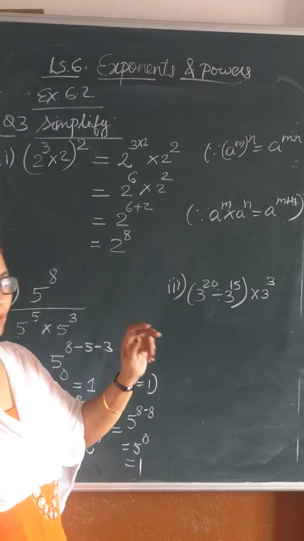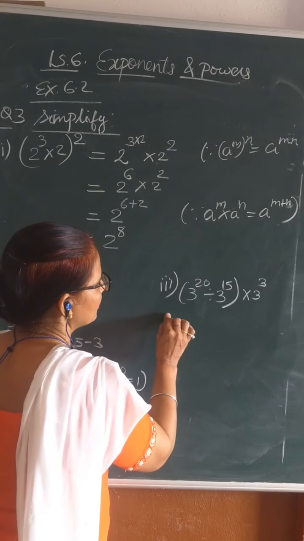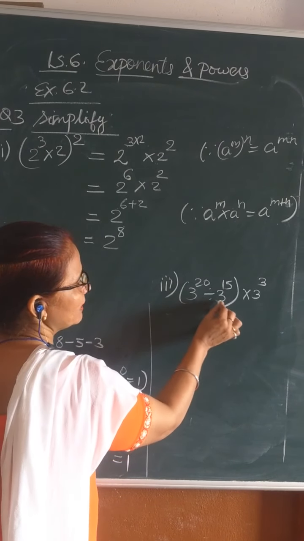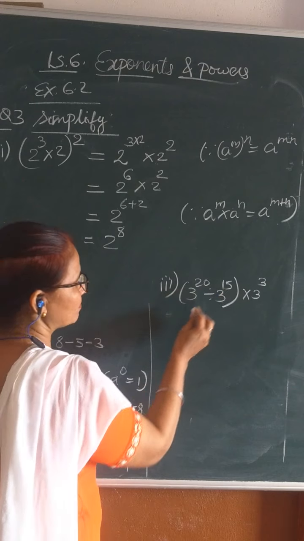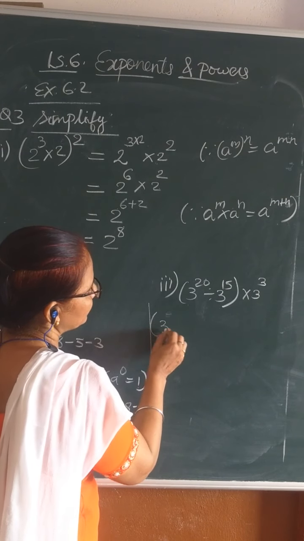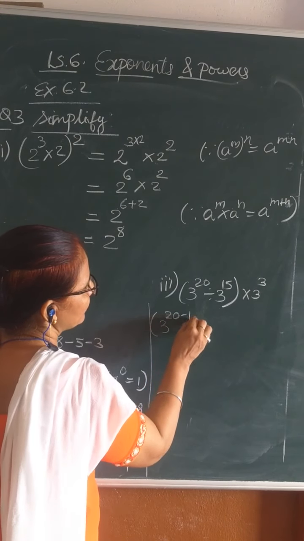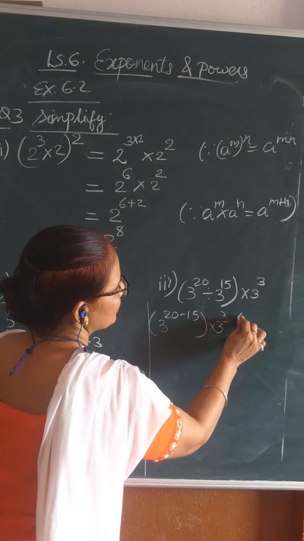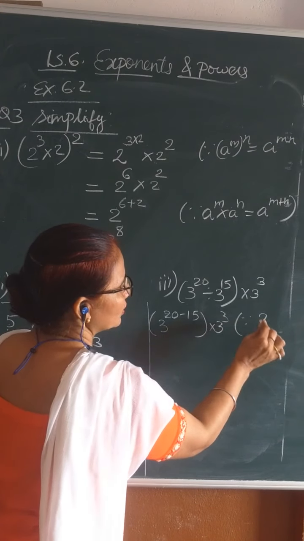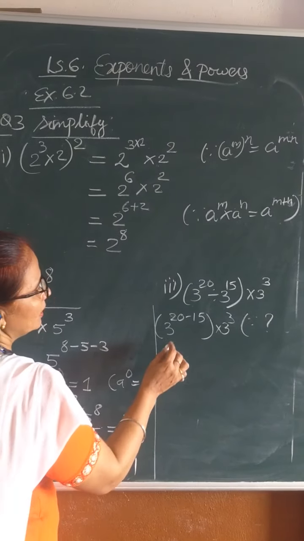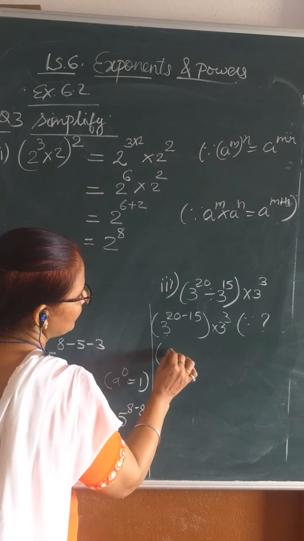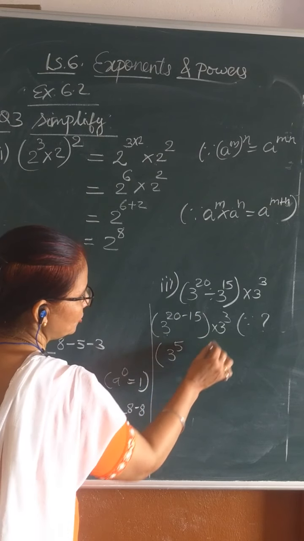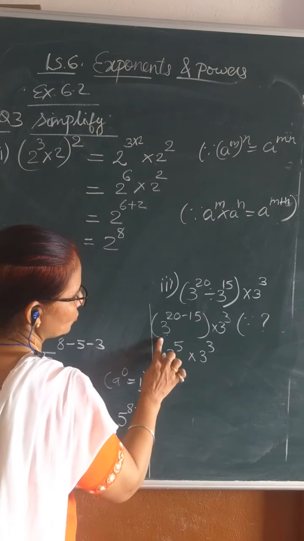Now let's see this one. Simplify the bracket first. Which law you can use, children? See. Here you can see base is same, division sign is there, so you have to subtract the powers. So you will write 3 raised to the power 20 minus 15, and this will be as it is. Okay. So here you can write the law. Okay, this is for you. Okay, now again simplify. What you will get? 20 minus 15 will be what? 5 into 3 raised to the power 3.